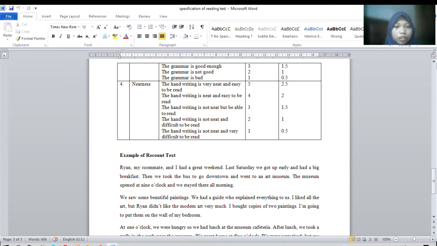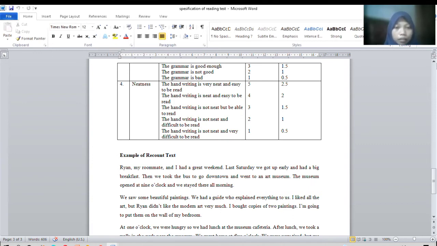And for neatness, the handwriting is very neat and easy to read, the range of score is 5. The handwriting is neat and easy to read, the range of score is 4. And then the handwriting is not neat but able to be read, the range of score is 3. And then the handwriting is not neat and difficult to read, the range of score is 2. And the last, the handwriting is not neat and very difficult to read, the range of score is 1.